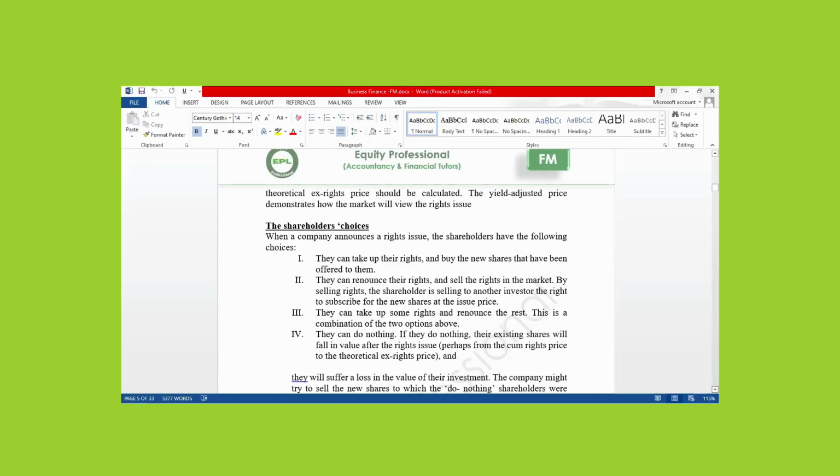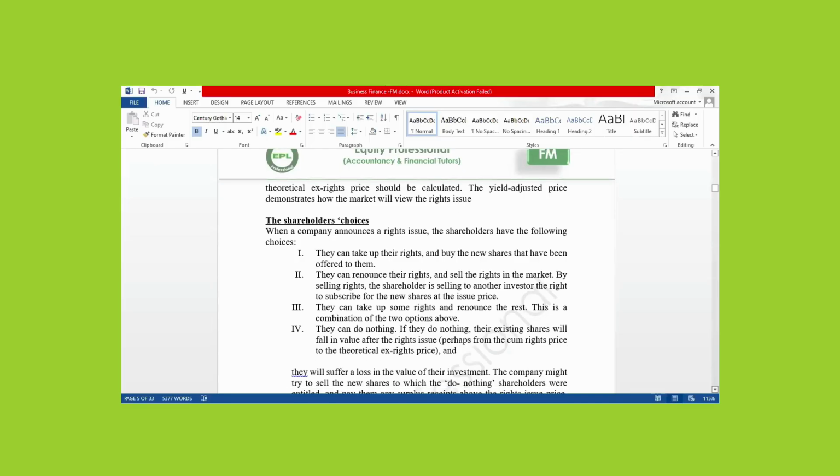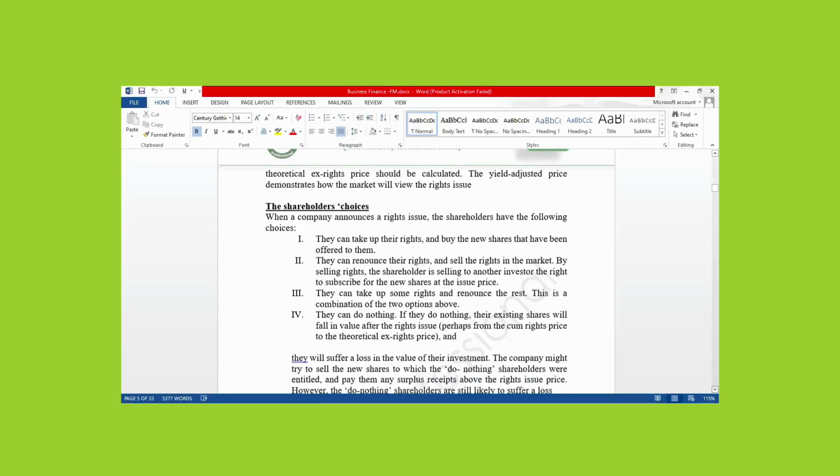The existing shareholders can decide whether to buy or not to buy. You can decide to buy. You can decide to sell to another person. You can decide to buy some and sell some. Or you can decide to ignore the rights. We explained this at our class last week.